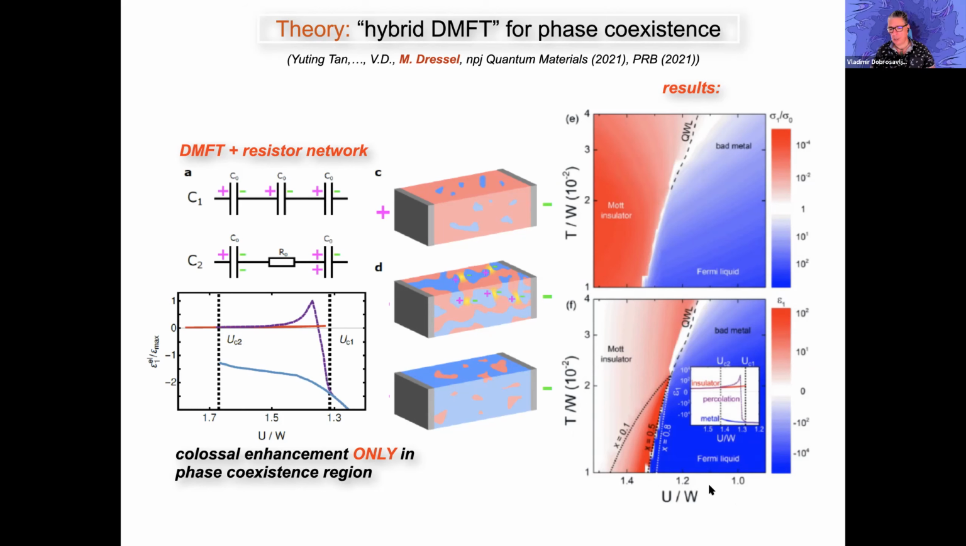So you see here, when the bandwidth is larger, the correlations are weaker compared to when the bandwidth is smaller. So this is now the metal, and this is the insulator. Sorry for the confusion about the notation. Bandwidth is actually related to pressure.